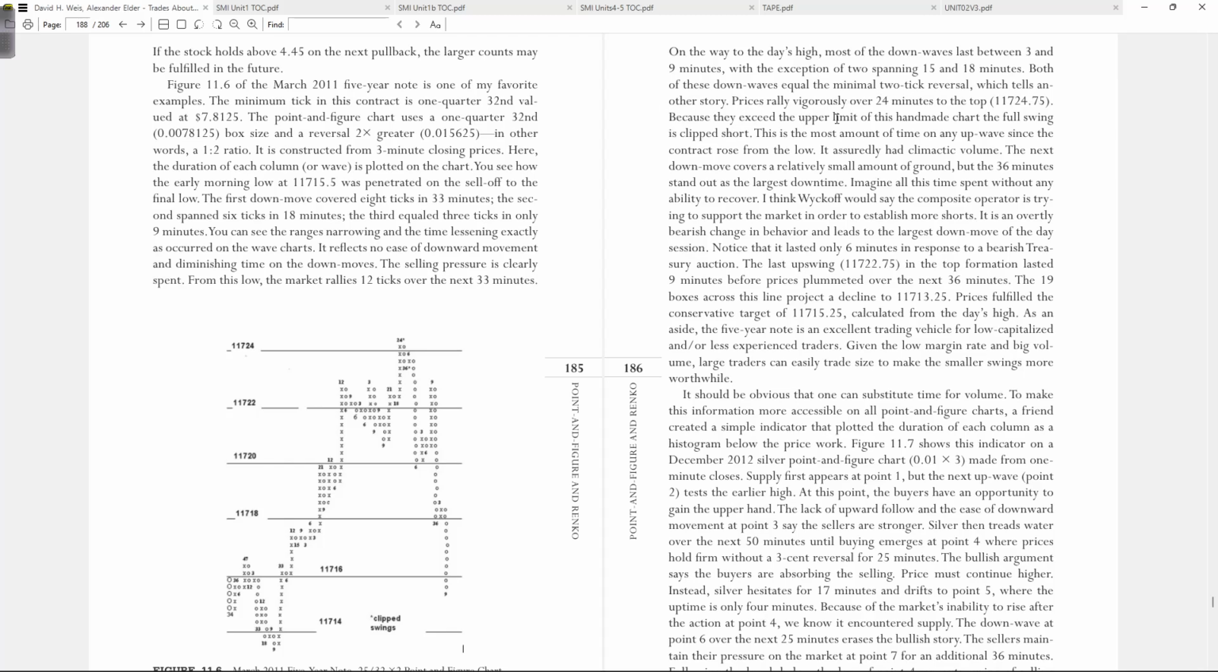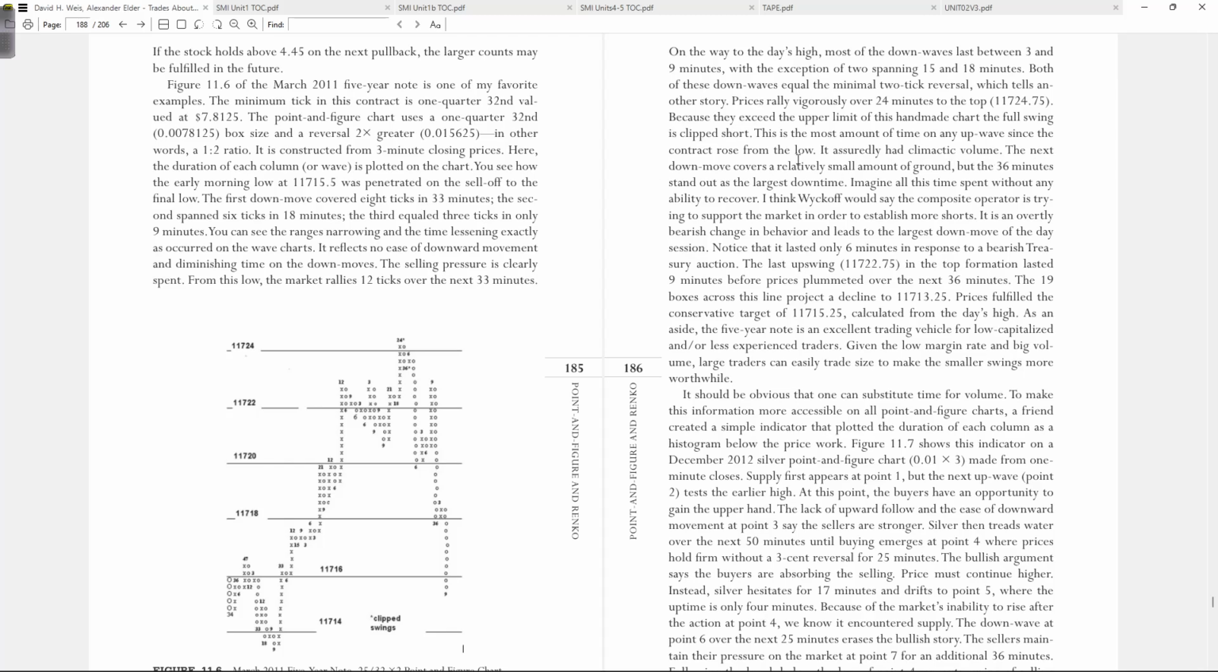Prices rally vigorously over 24 minutes to the top at 11,724, because they exceed the upper limit of this handmade chart, the full swing is clipped short. This is the most amount of time on any up wave since the contract rose from the low. It assuredly had climactic volume.